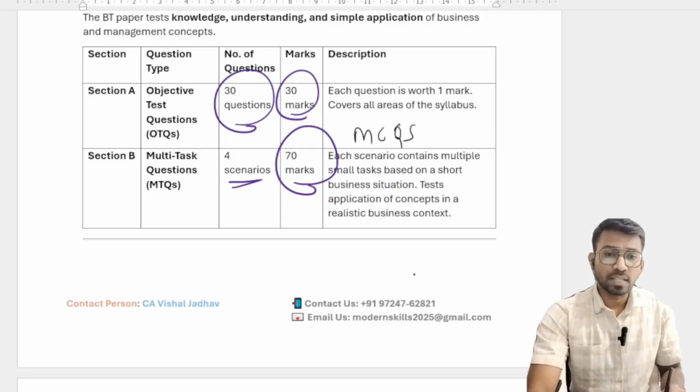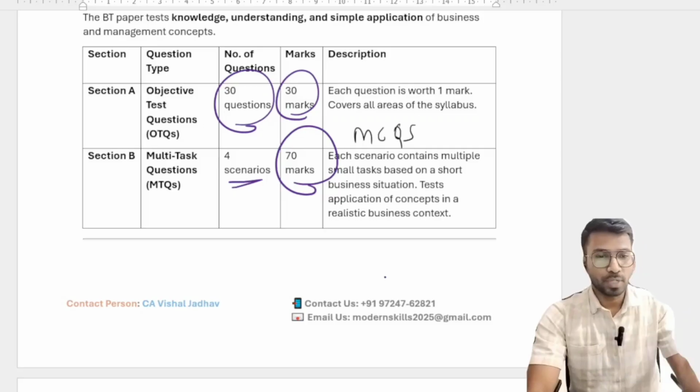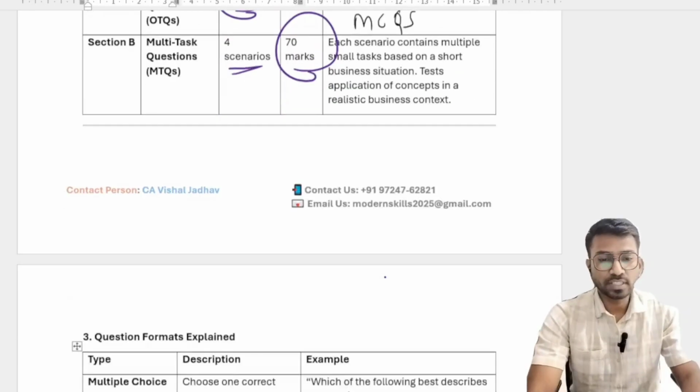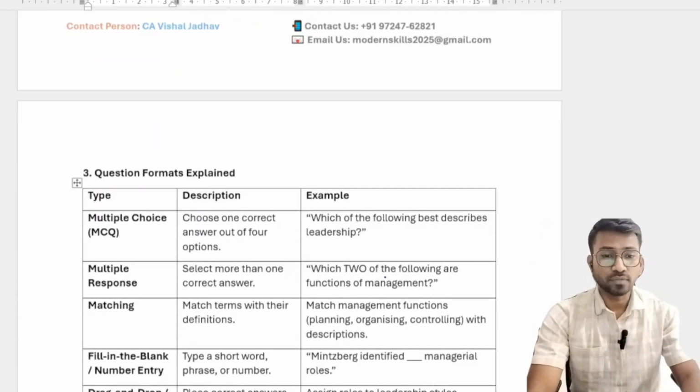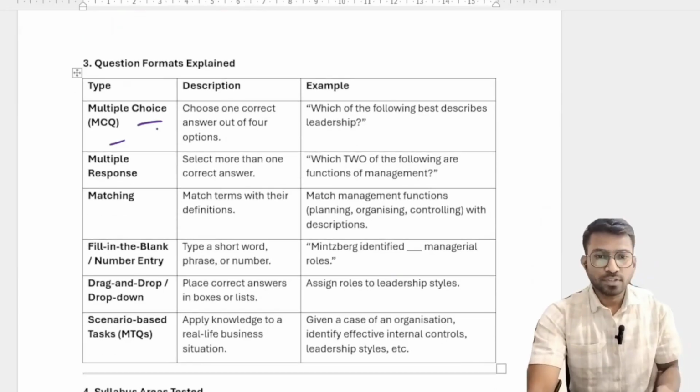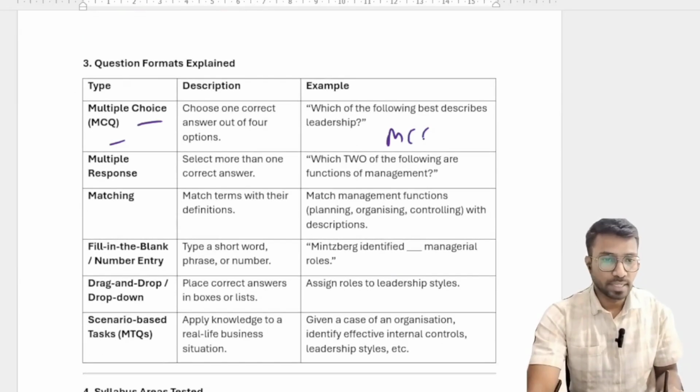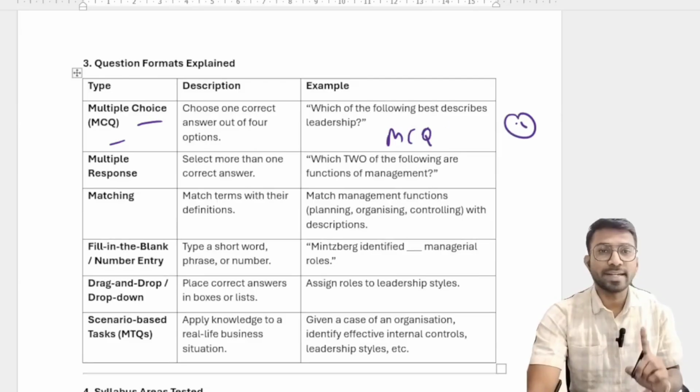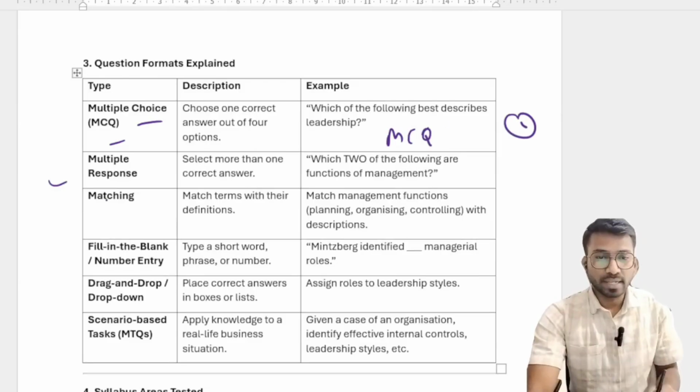Now these multiple task questions can be segregated into different types of questions. So let's see which kinds of multiple task questions there will be. First of all, multiple choice questions will be there, that is, MCQs. You have to select only one right answer. Then multiple responses will be there. You have to select more than one correct answer.